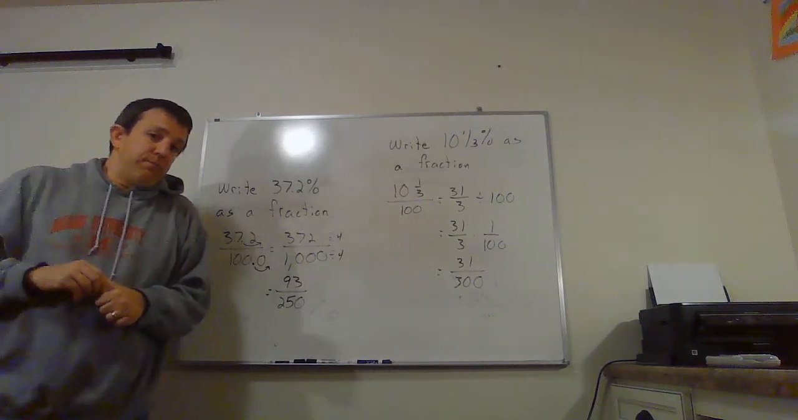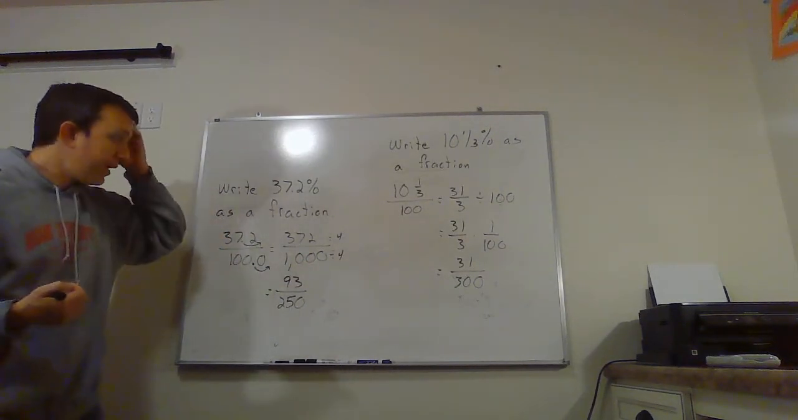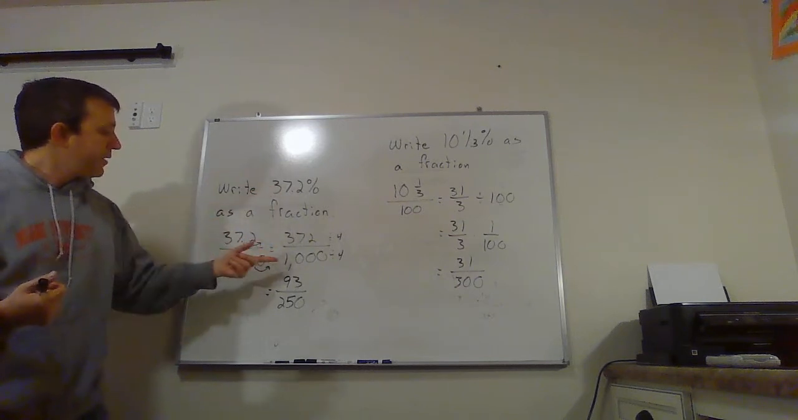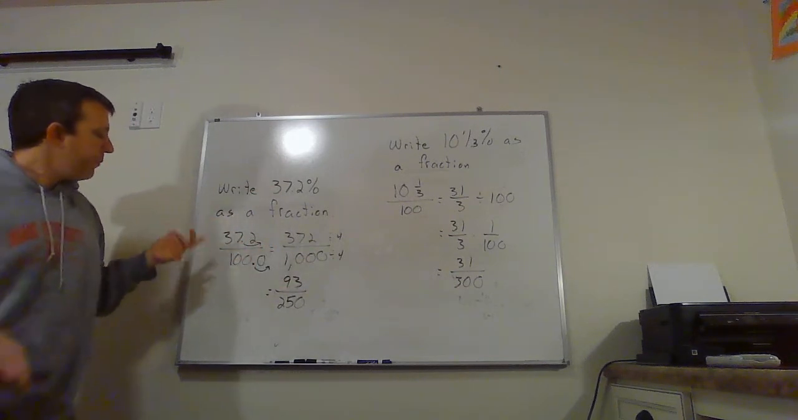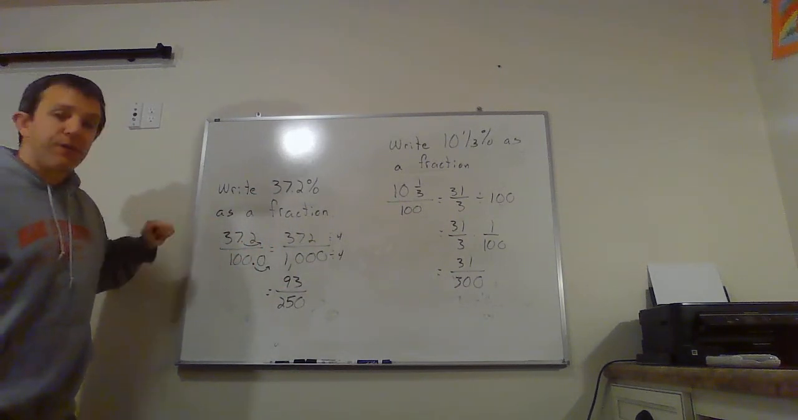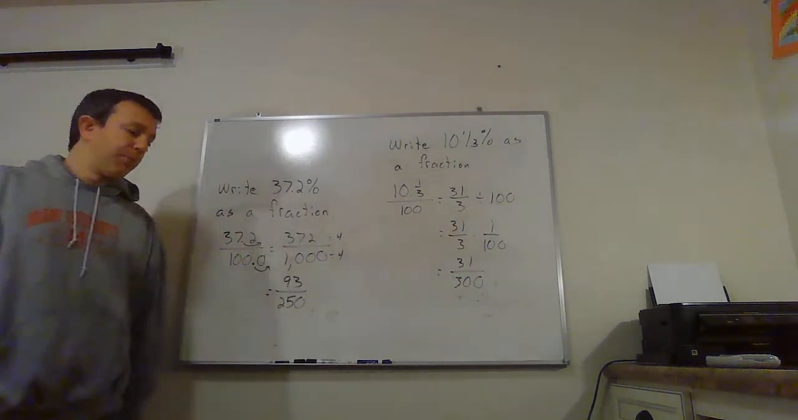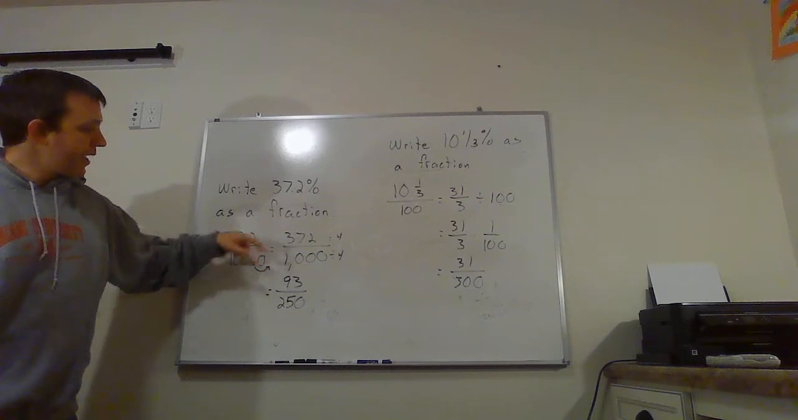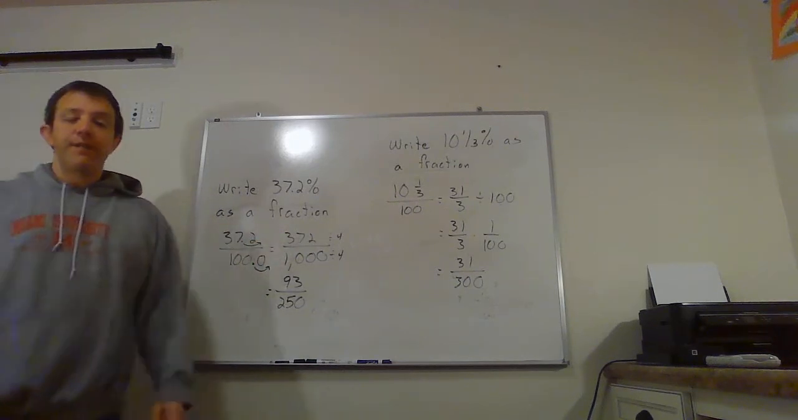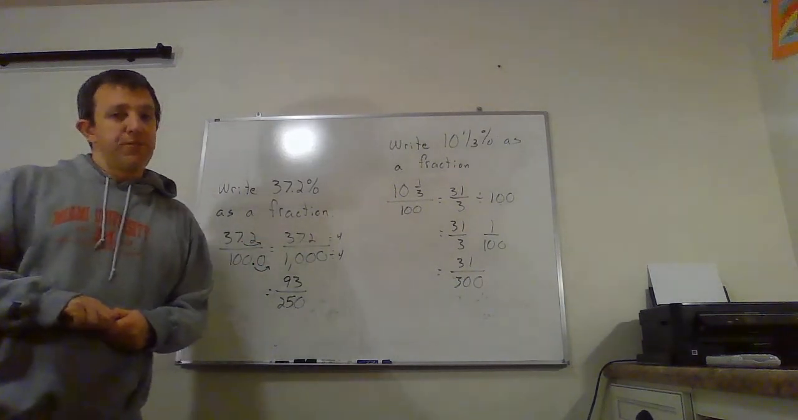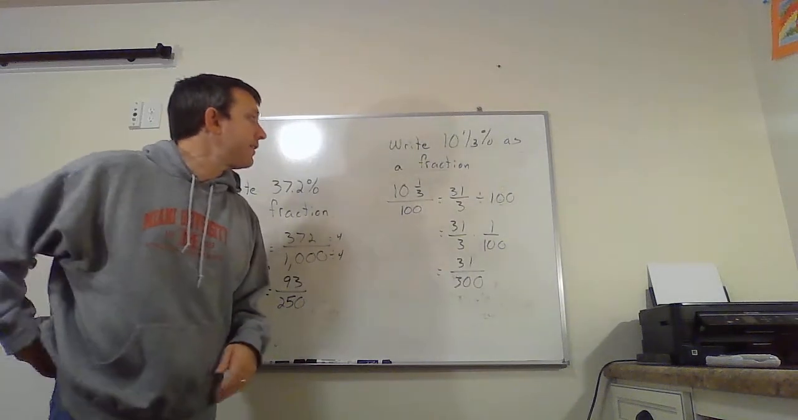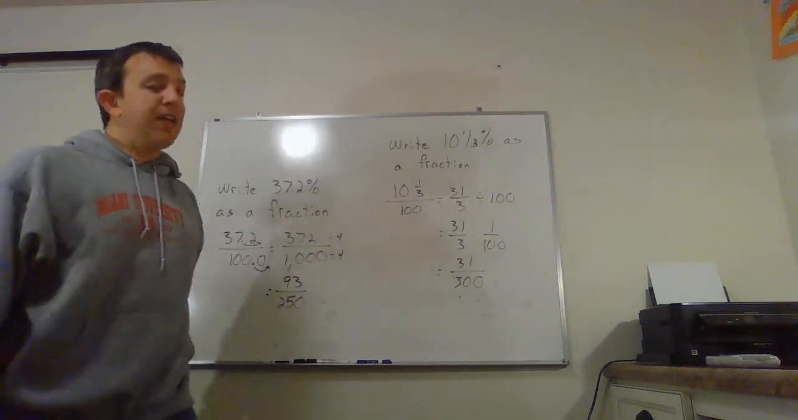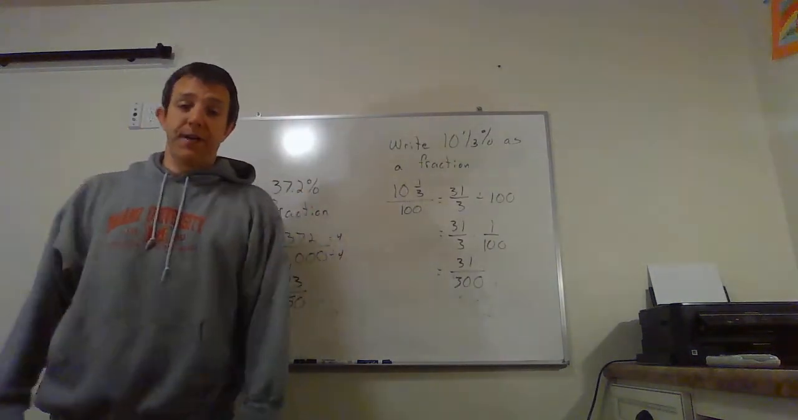So you can probably get pretty good at going straight from the percent to this fraction, but it doesn't hurt to put it over 100 first and then slide your decimal points. In this case, the fraction does reduce, so I divided the top and the bottom by 4, giving us the fraction 93 over 250. Finally, let's write 10 1/3% as a fraction.